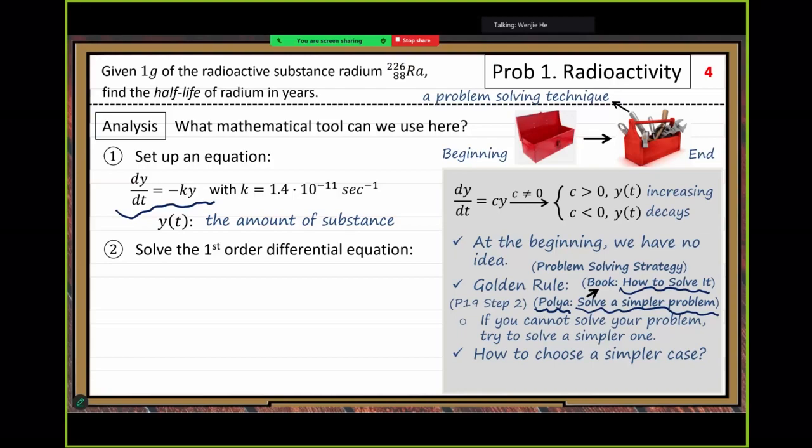Now, how to choose a simpler case. This is the original problem. A little hard to solve. But now you have a chance to make it easier. How do you want to change it to make it easier? You have freedom to change it. Simple way to make it easier. Any idea? Try a little bit.